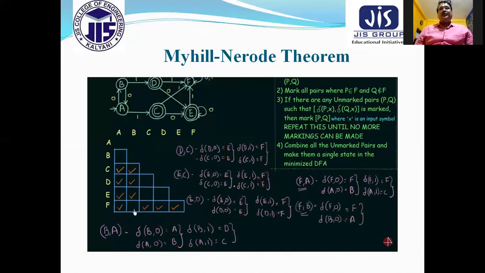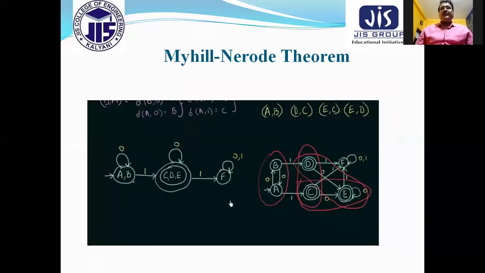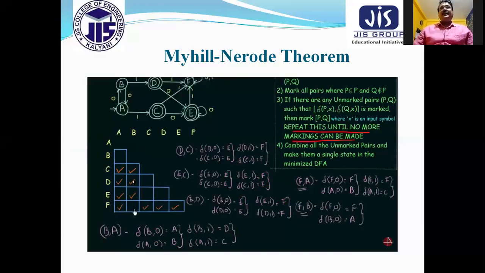Okay. So what he is saying is that after making the tick here, we have to repeat this one, and the marking can be done until and unless there are no changes in the table. So when you repeat this one, you can see there will be no changes. Whatever the things are present here, it will be the same. Okay. So now step number 4 is saying what?